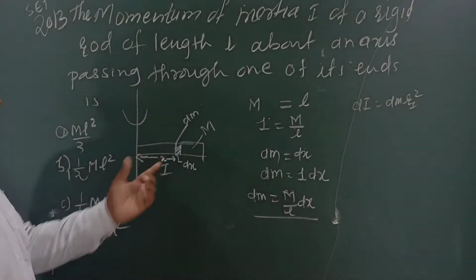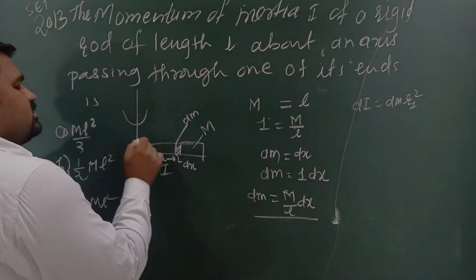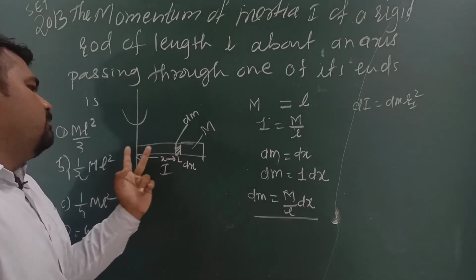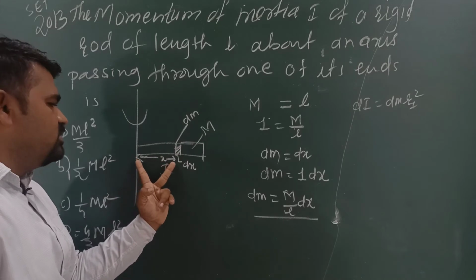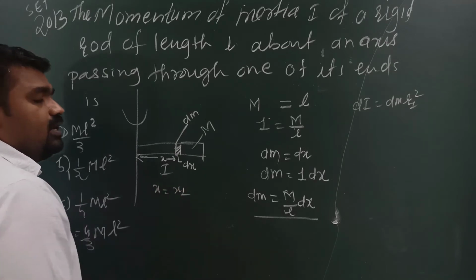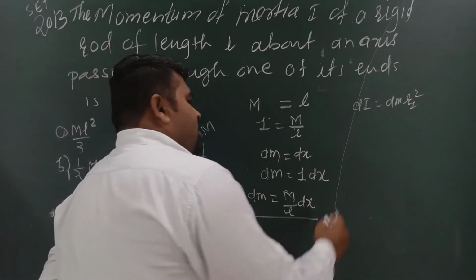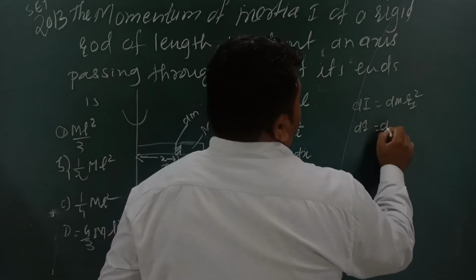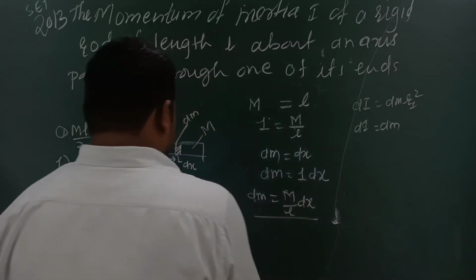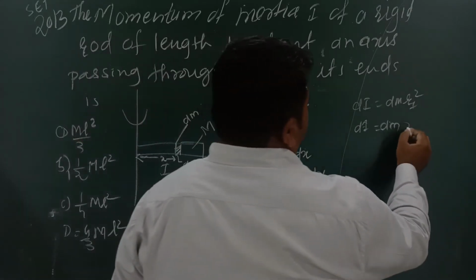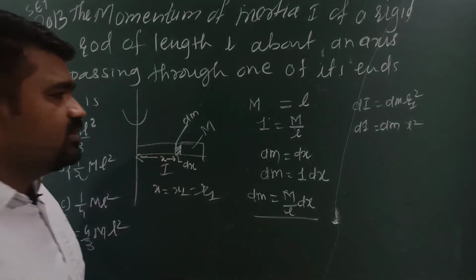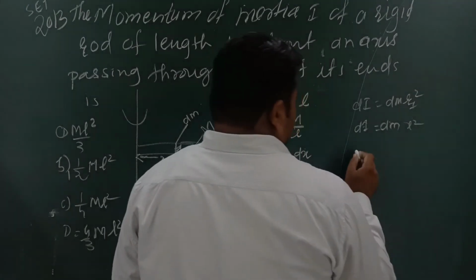Here r perpendicular means the angle between them is 90 degrees. The perpendicular distance of this small mass element from the axis is how much? x distance. In this case, x is the perpendicular distance. So dI is equal to dm into r perpendicular square, which is x square. Got it? This angle between them is 90. Substitute the value of λ.